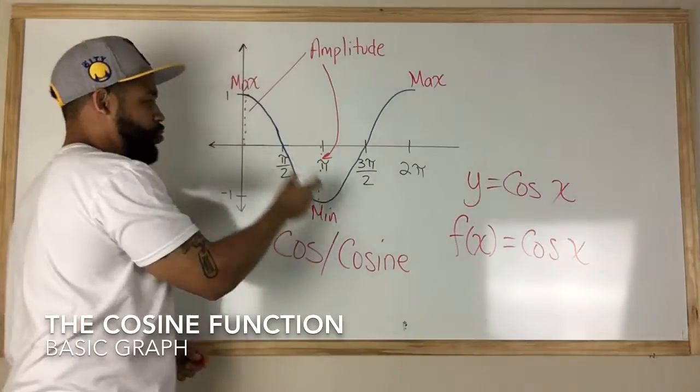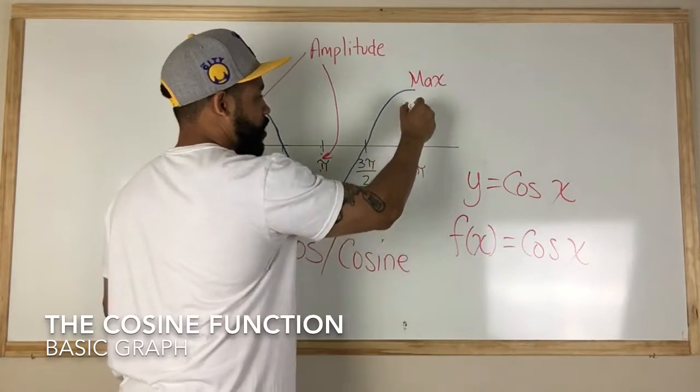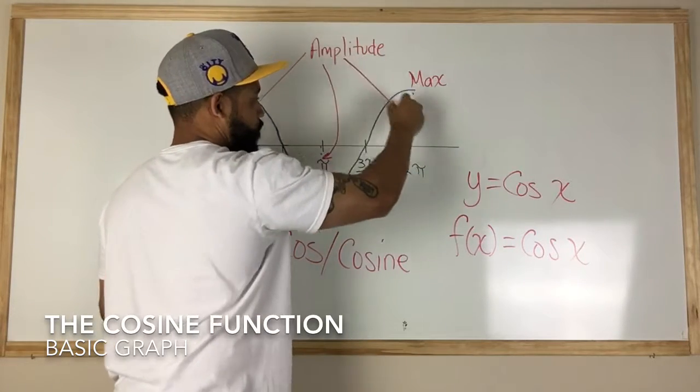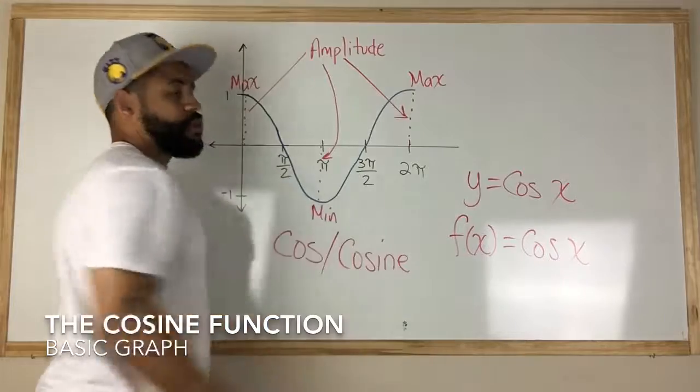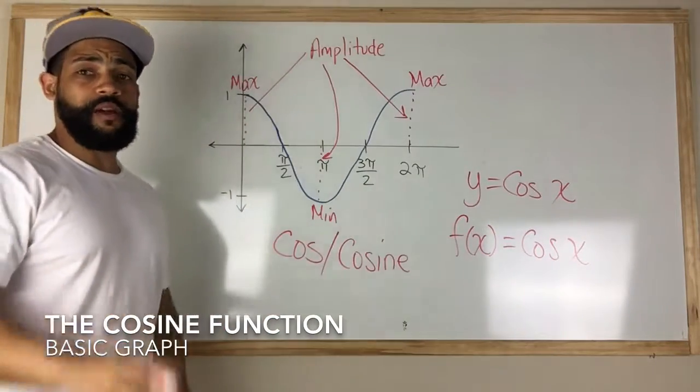So we have the maximum, we have the minimum. We've talked about the amplitude. Once again, here's another amplitude here, okay? So it's from the center to the maximum point. Now, we also need to talk about the period.